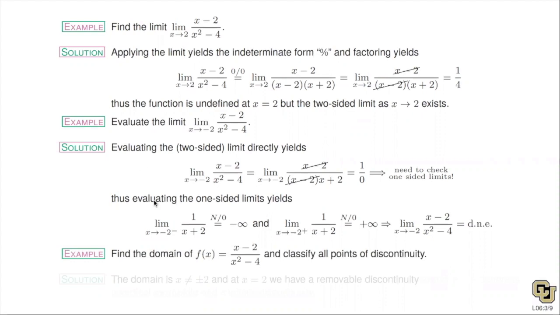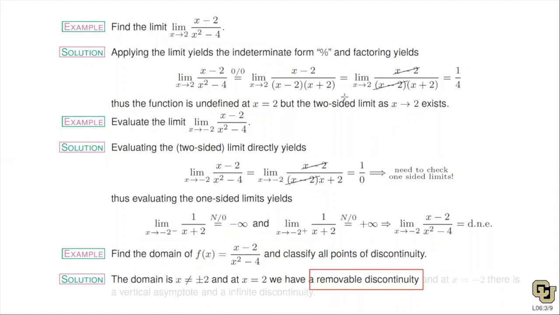So here we can summarize what's going on at the two different points. For this function, classify all points of discontinuity. First of all, we know the domain is x can't be equal to plus or minus 2. So the function is not continuous at 2, and it's not continuous at negative 2. It cannot be continuous outside of its domain. At x equal to 2, because the limit exists but the function's not defined, we have a removable discontinuity. Here the limit exists, but the function is undefined. So that's your recipe for a removable discontinuity.